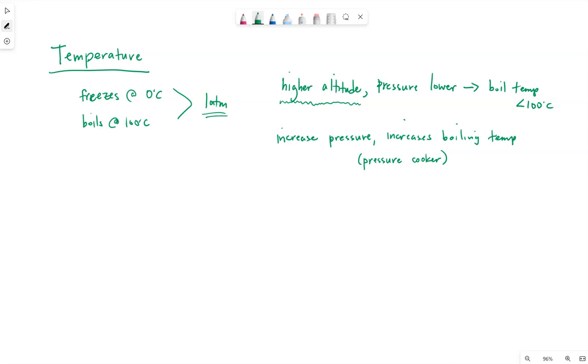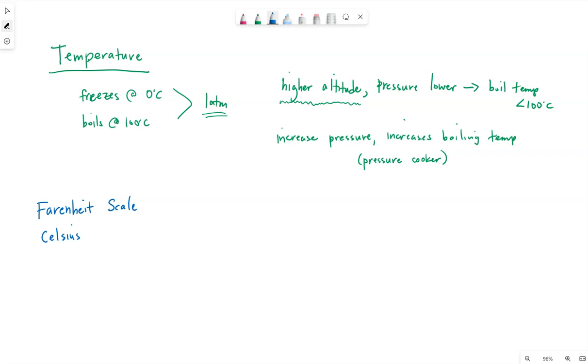So temperatures, we in the US at least, if you watch the news, you're looking at the weather, we are using the Fahrenheit scale. We are unique in that regard. Most places do not use the Fahrenheit scale. They use Celsius.